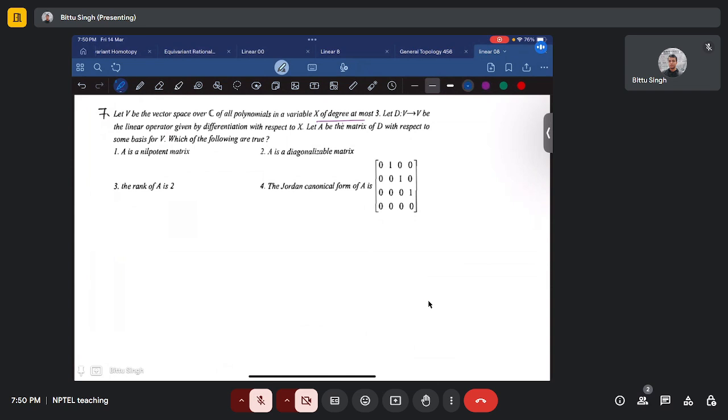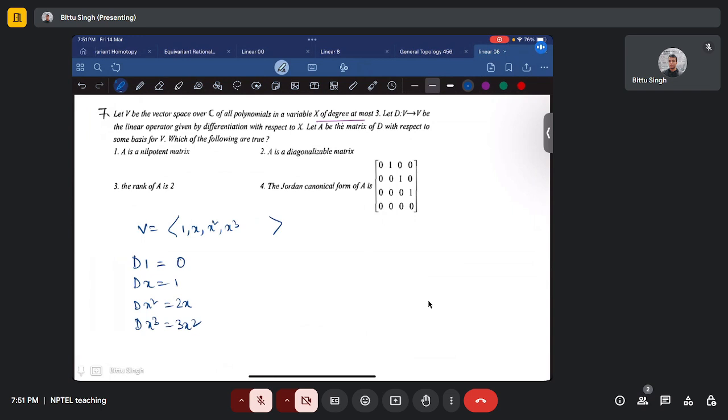Okay, so what is D? P is the space generated by those entries 1, x, x squared, x cubed, and x to the power 4. P generated by those polynomials. So linear combinations of degree at most 3. So 4 is not allowed. And if we operate D on 1, what is the differential of 1? It is 0. D of x is 1. D of x square is 2x. D of x cube is 3x square.